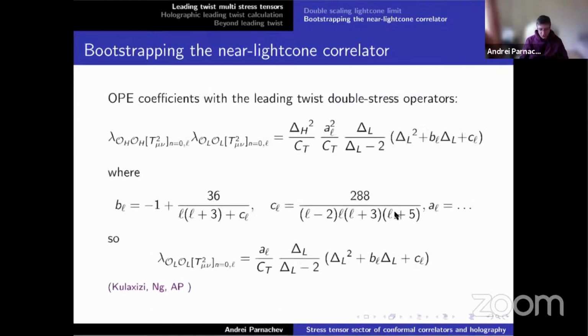Now, this result, of course, you can also use to read off the OPE coefficients of multi-stress tensor operators. So in particular, the product of the two OPE coefficients is given by this formula, where all these quantities are known. And from here, you can also read off the OPE coefficients of light operators with the double stress tensor. And it's this OPE coefficient. Note that, as I mentioned before, at large delta, it indeed scales like delta squared over C_T.